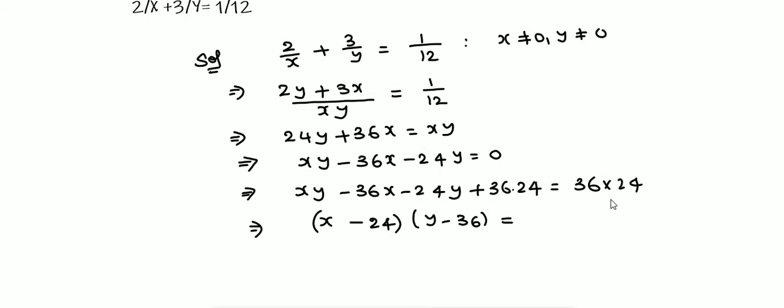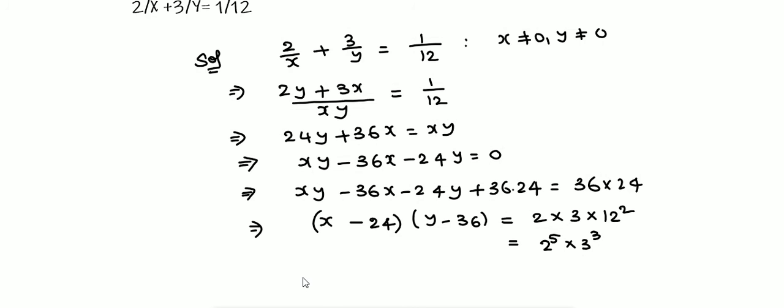So 24 is 2 times 12 and 36 is 3 times 12. That means, relating with these numbers, you can write it as 2 times 3 times 12 squared. This is equal to 2 power 5 and 3 power 3. So (x - 24)(y - 36) equals 2 power 5 times 3 power 3. So this is nothing but the number of ways this can be expressed as the product of two integers.